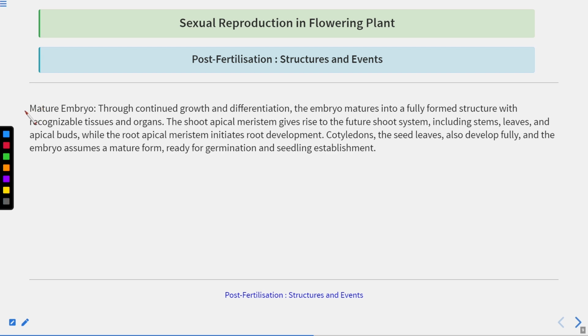Now after the heart stage, you have the mature embryo. What happens through the continued growth as well as differentiation? Differentiation leads to the specialization of the cells. The embryo matures into a fully formed structure with recognizable tissues and organs. Now the shoot apical meristem gives rise to the future shoot system.